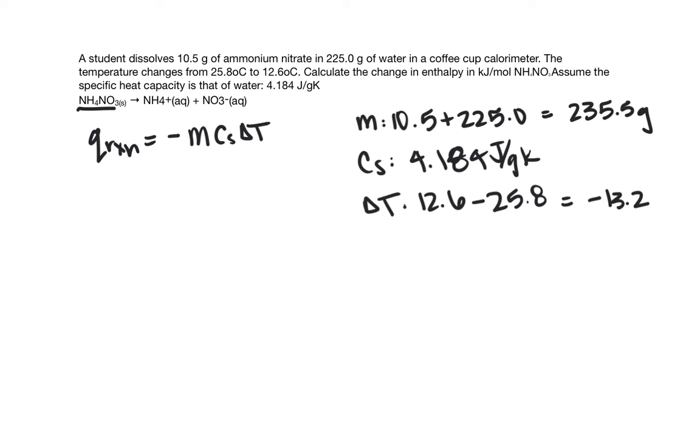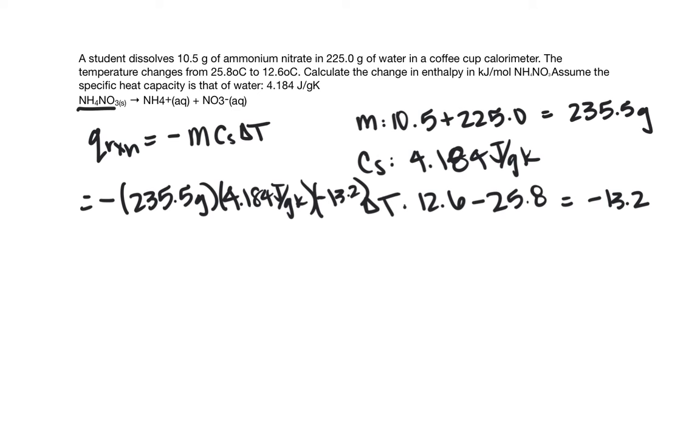So now we just plug these values in. We have negative 235.5 grams times 4.184 joules per gram Kelvin, multiplied by negative 13.2. And when you plug this in, I get positive 13,006 joules. Now this is equal to Q reaction, but the question asks for the change in enthalpy, which is delta H, in kilojoules per mole.